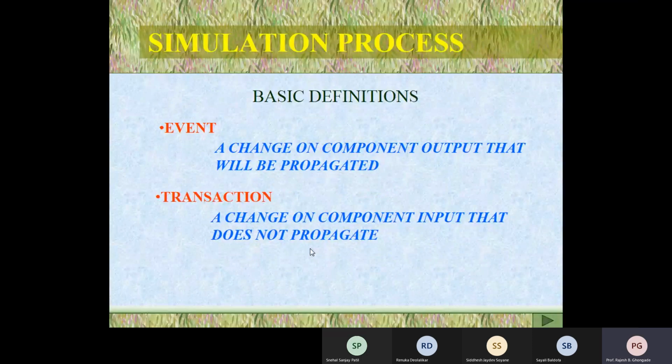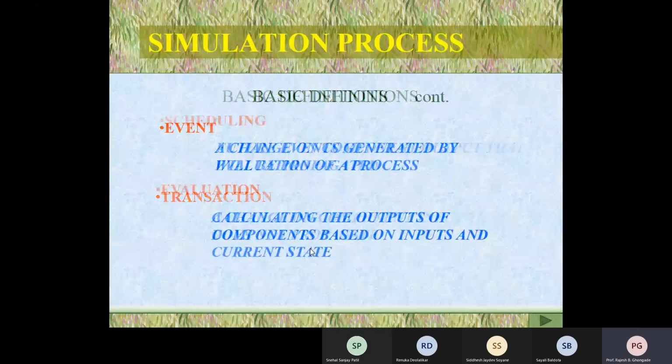Then we must have basic definitions of some important keywords. That is the event. So what is an event? A change on a component output that will be propagated. This is called an event in the jargon of simulation as far as any HDL simulator is concerned. Then you have something called a transaction, a change of component input that does not propagate. So event and transaction.